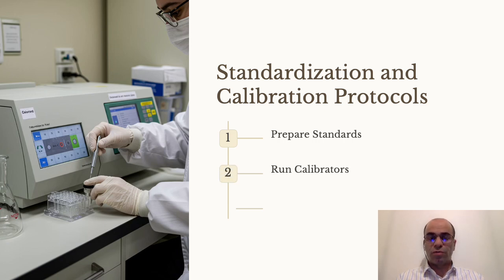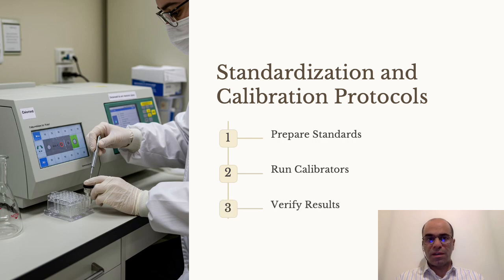Number two is running these calibrators. The processing of calibrators through the immunoassay system under the same conditions as patient samples. This establishes the relationship between analyte concentration and signal intensity for the specific assay run.